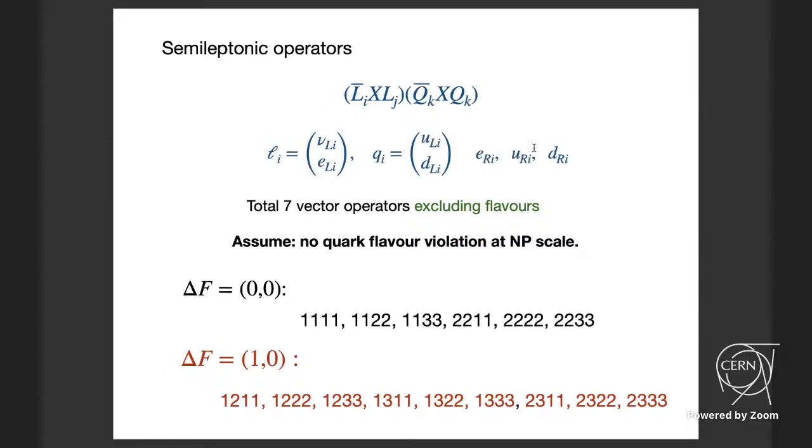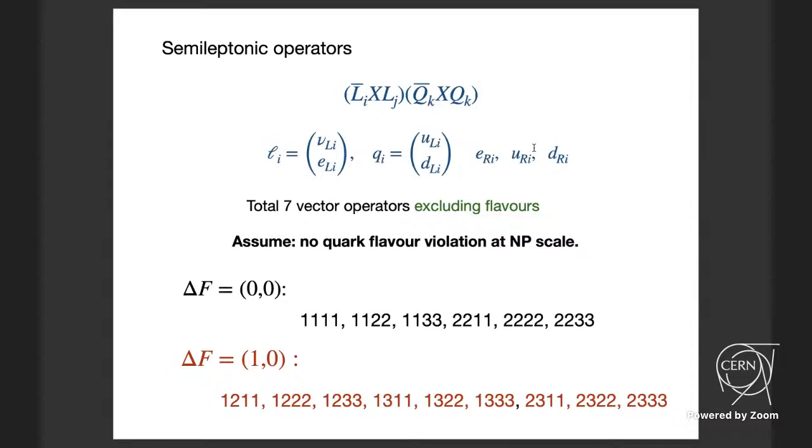Excluding the flavor structure, in SMEFT we have a total of 7 vector semi-leptonic operators. One thing: we will assume that there is no quark flavor violation at the new physics scale. As you know, if you allow quark flavor violation, then these semi-leptonic operators enter into flavor violating B decays and K decays, which are very extensively studied in the literature.